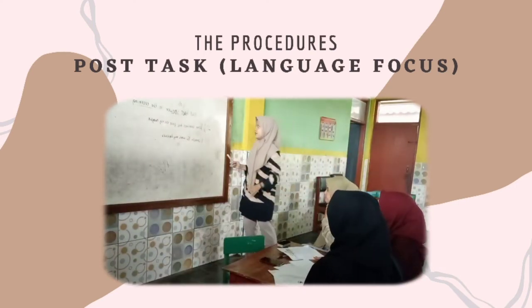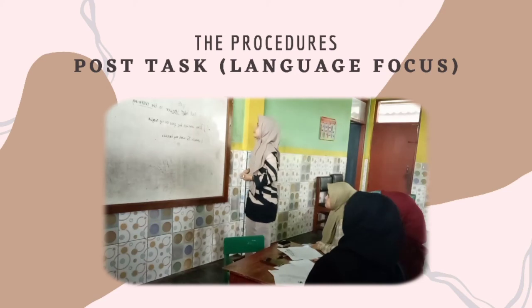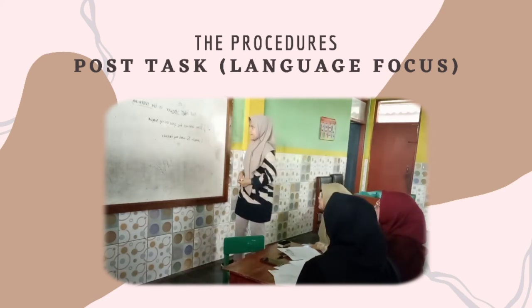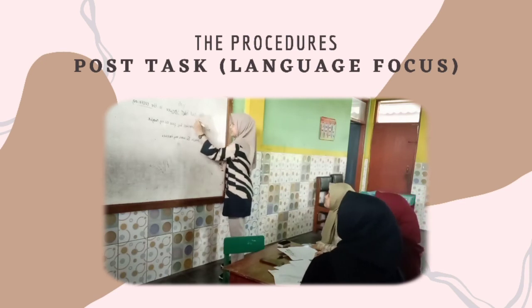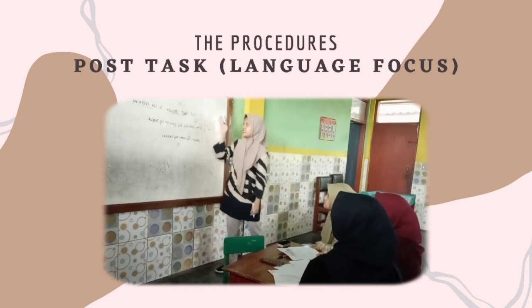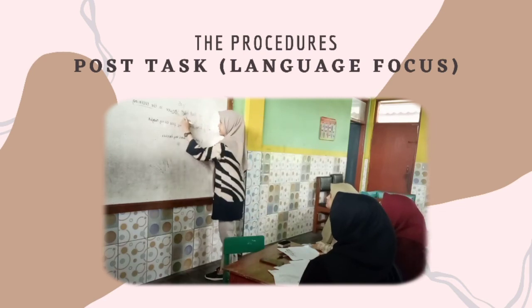Alright everyone. So now we analyze these sentences. Okay. So for number one. Which one is the subject in here? My dad. Good. Subject. And which one is the verb in the simple present tense? Has. Okay, good. Verb one.